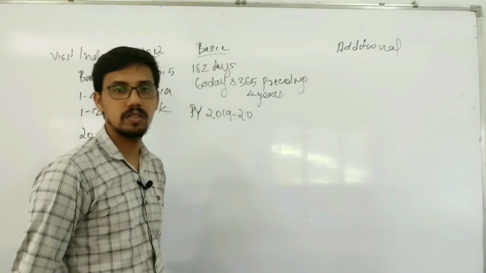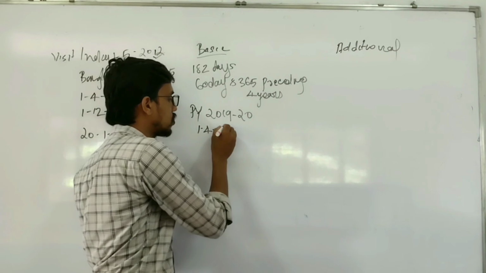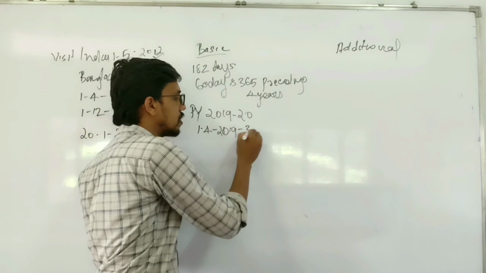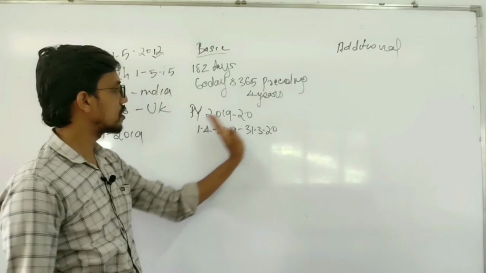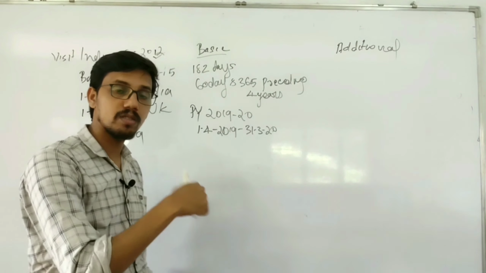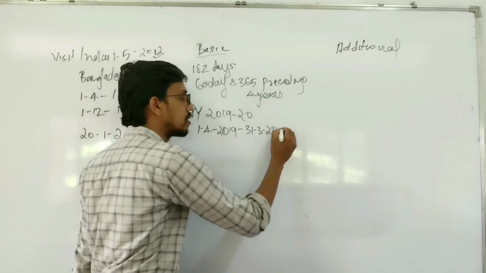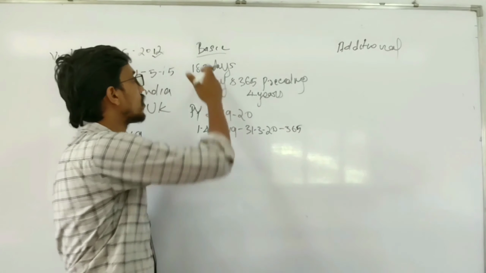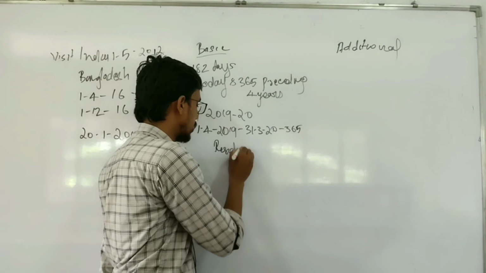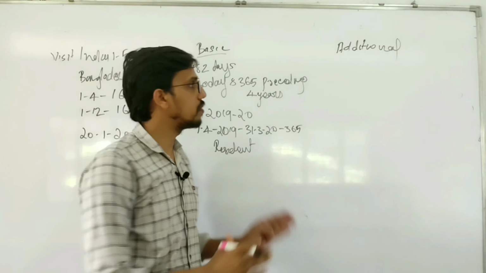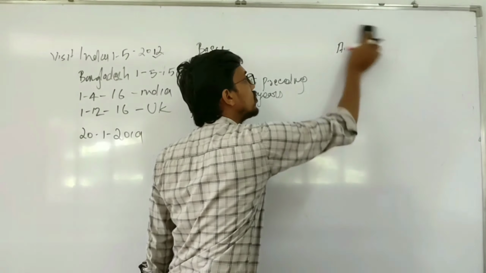That is more than 182 days, right? The relevant previous year starts from 1st April 2019 to 31st March 2020. This is the previous year. So from 1st April onwards he is in India. So he satisfied one of the basic conditions. As he is fully here 365 days, the first of the basic conditions is satisfied. So he is a resident in India.